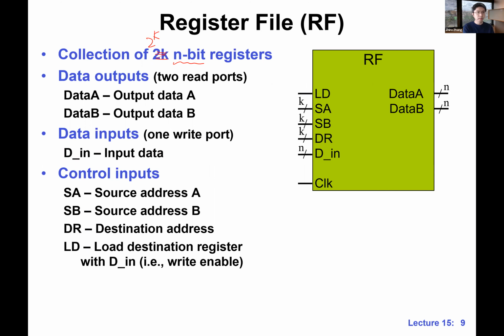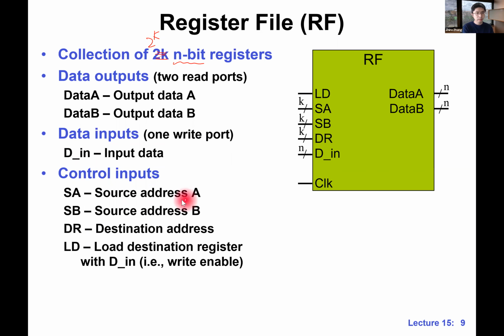The write port is called D in. Since we have 3 ports, and also a collection of registers, and each one of these registers has an index, that's where we also have 3 addresses. So that's where we have the so-called control inputs.